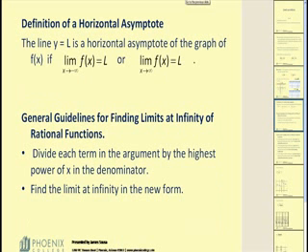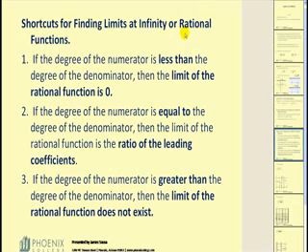Another important use of limits at infinity is to determine if a function has a horizontal asymptote. The line y equals L is a horizontal asymptote of the graph if either of these infinite limits is equal to L. The general guidelines for finding limits at infinity of rational functions are as follows. Divide each term in the argument by the highest power of x in the denominator. Find the limit at infinity in the new form. Now there are some shortcut rules for finding limits at infinity of rational functions. Let's take a quick look at this and then we'll look at some examples.